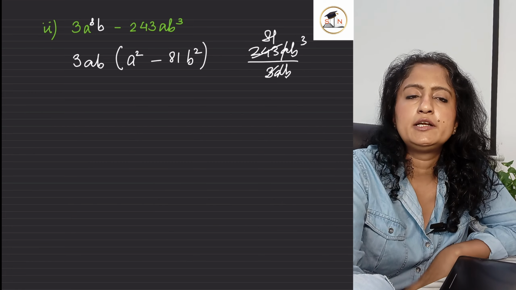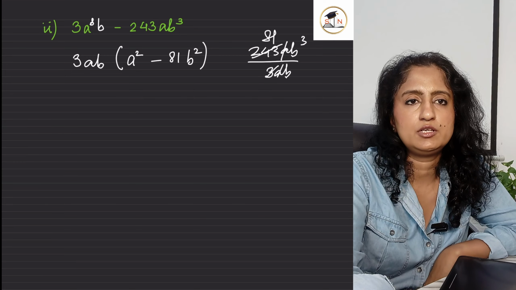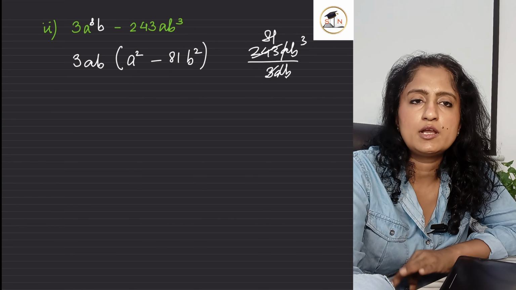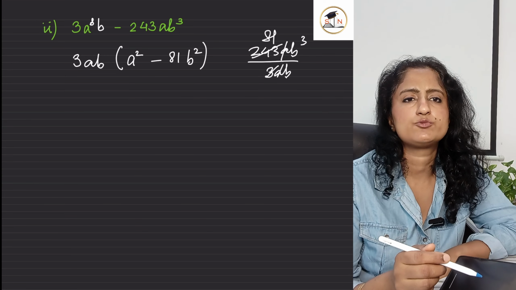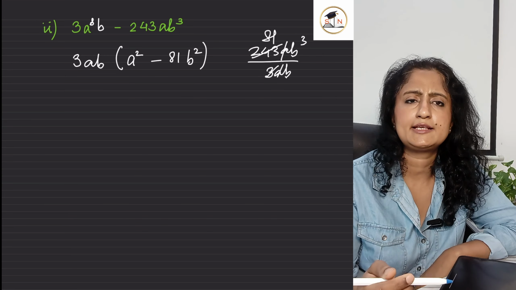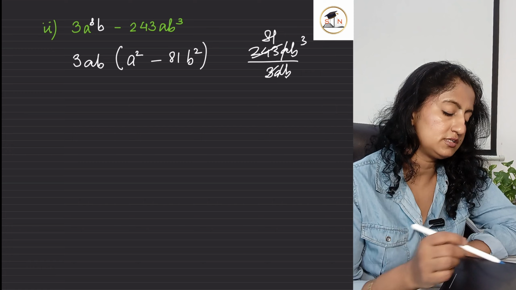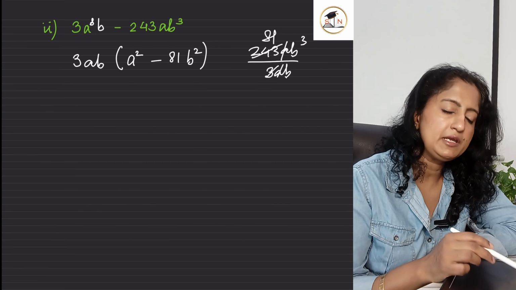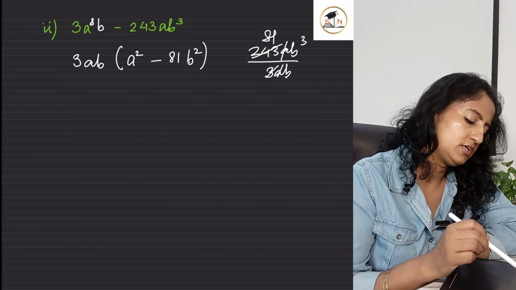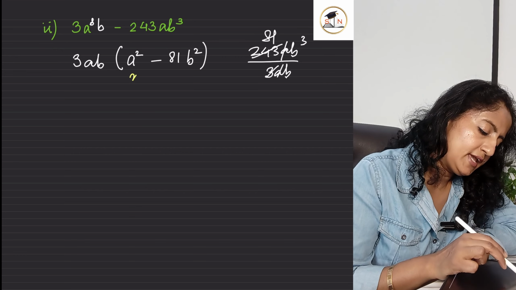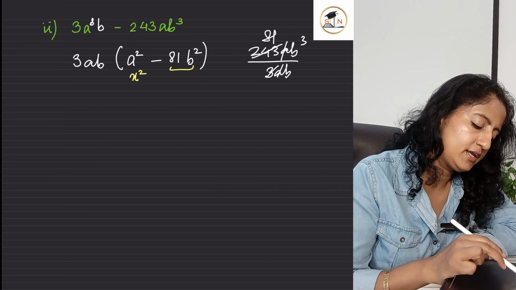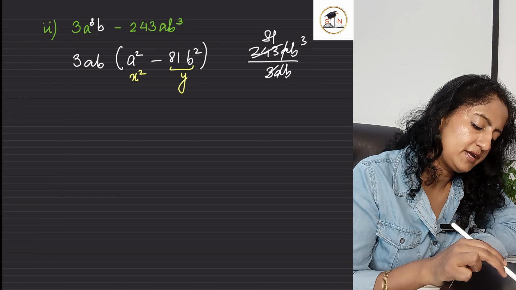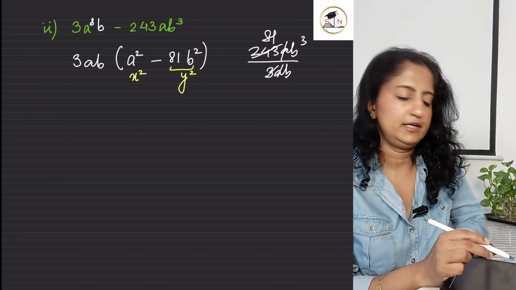Now we have actually reduced this bracket expression in terms of a square minus b square, or now I should say x square minus y square. And now why am I using x square minus y square? Because a and b are already being used over here. So that means a is my x and 81b square is my y square, right?